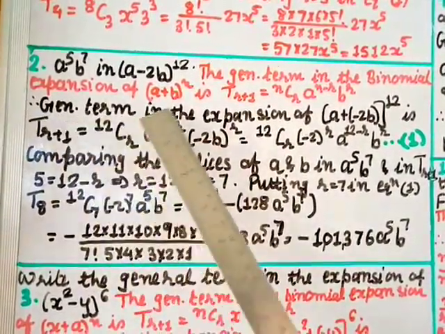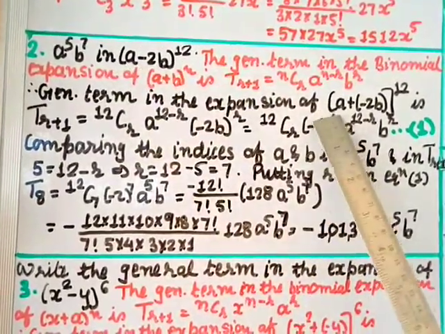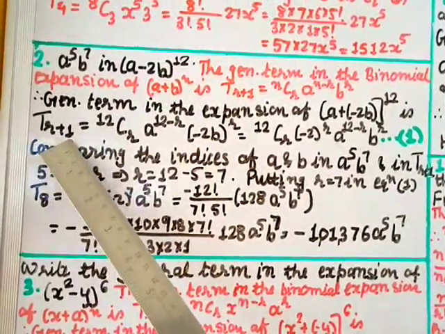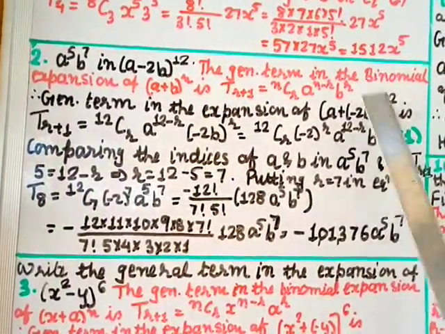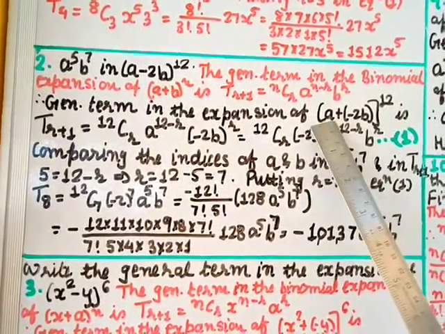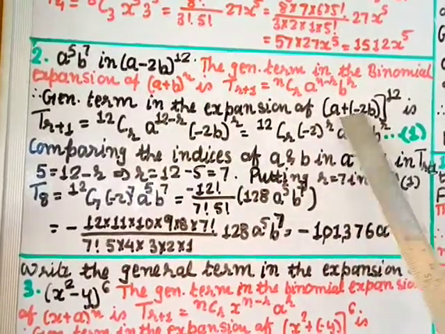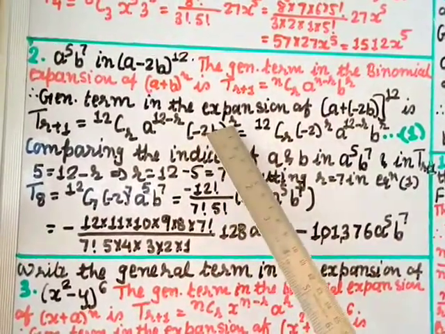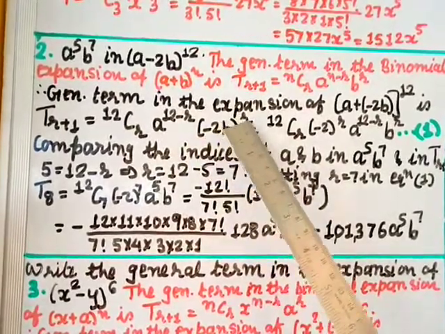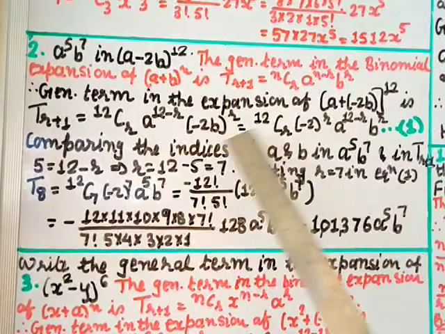Therefore, the general term in the expansion of (a + (minus 2b)) power 12 is T(r+1) = instead of n you have 12, so 12Cr a power (n minus r), so a power (12 minus r), into (minus 2b) power r, equal to 12Cr as it is. This (minus 2) power r I am keeping separately, then a power (12 minus r) and b power r.